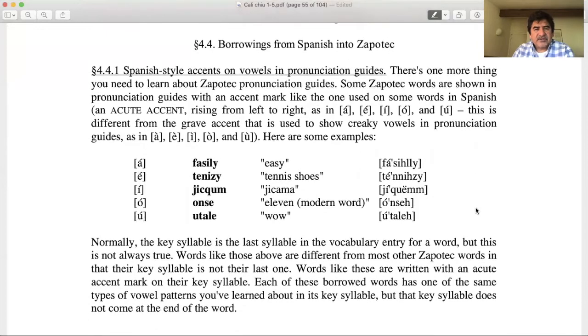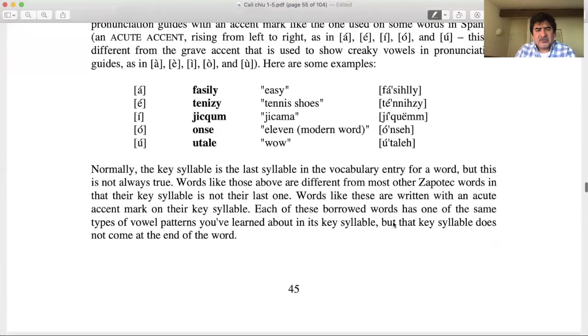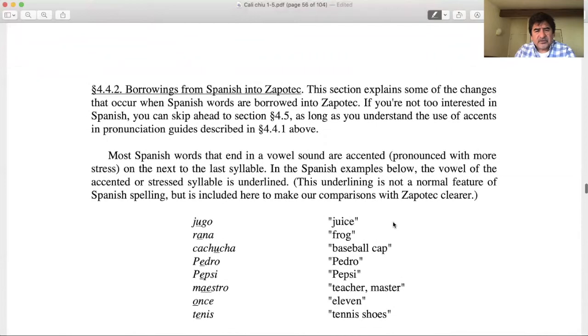So here we go. Fácil, tenis, hikem, once, almost like Spanish, right? Útale. Again, from top to bottom. Fácil. Tenis. Hikem. Once. Útale. Okay, so as you can see, for those of you who speak or know Spanish, you can identify where they come from, but they're not really pronounced like Spanish. So let's continue with other pronunciations.